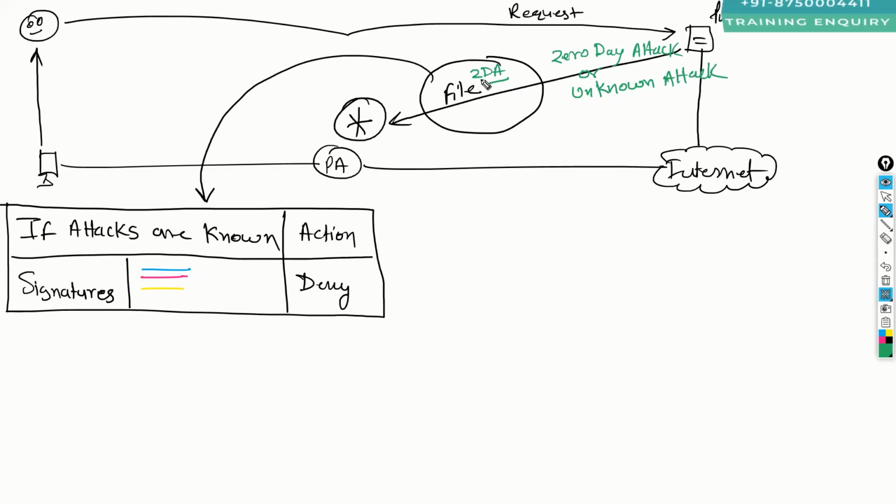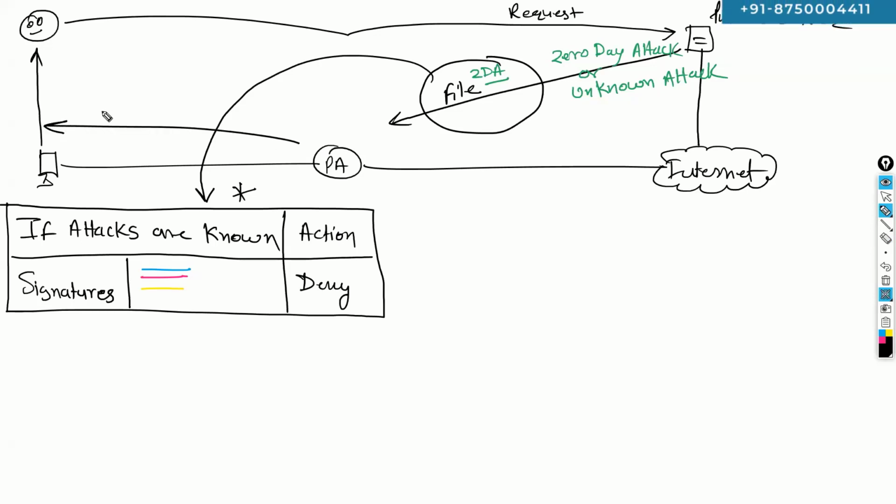Now, suppose a file contains a zero-day attack, an unknown attack which has not yet been realized to be an attack. If that file comes to the firewall, the firewall will try to match its pattern with known attack signatures or virus signatures. If the file does not match, it means there is no threat in the file, so this file with the zero-day attack (ZDA) will bypass the firewall. Now this file will go to the client, and if the client opens this file, the client is compromised.